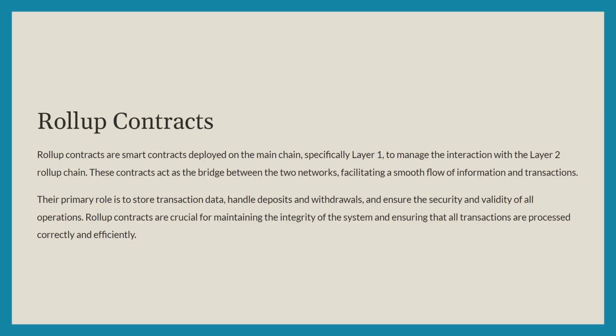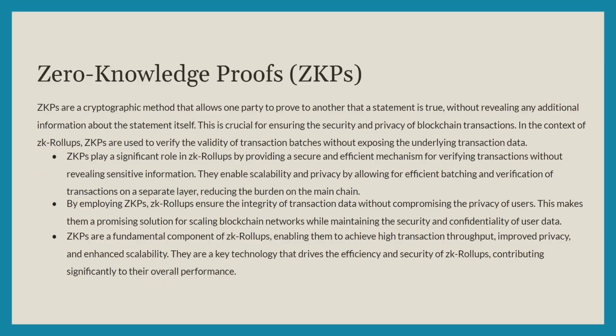Zero knowledge proofs, or ZKPs. ZKPs are a cryptographic method that allows one party to prove to another that a statement is true without revealing any additional information about the statement itself. This is crucial for ensuring the security and privacy of blockchain transactions. In ZK rollups, ZKPs are used to verify the validity of transaction batches without exposing the underlying transaction data.